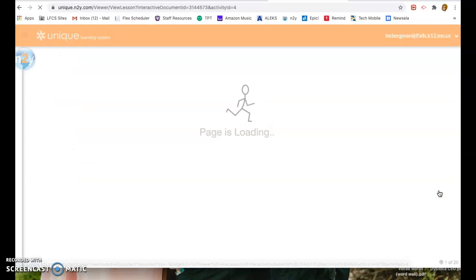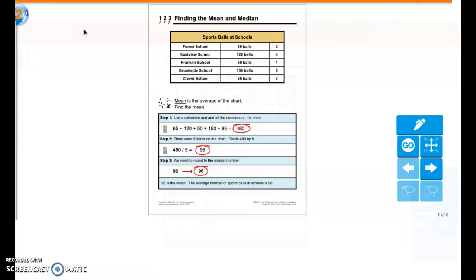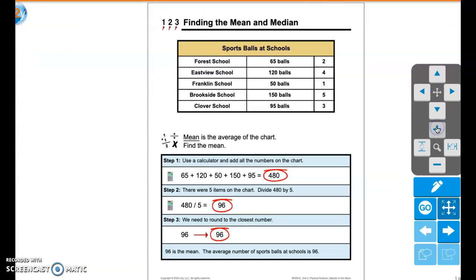Okay, we're talking about the mean and the median today. Another word for the mean is the average. Okay, so you might have heard that term used a little bit more. The average of something. So when we are finding the average, especially with these numbers, we are going to use a calculator to add them up.